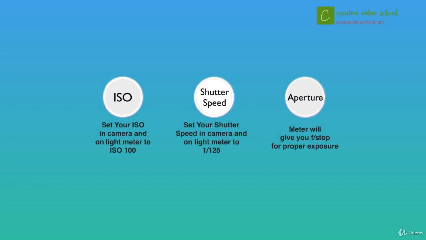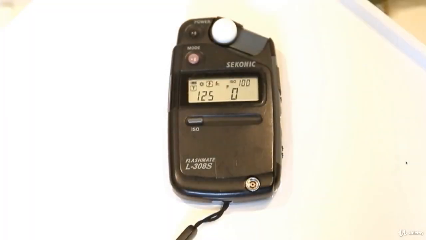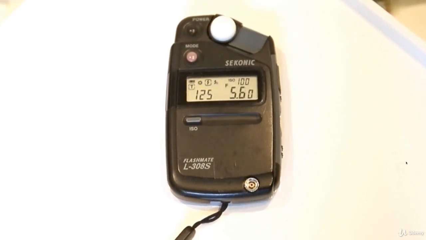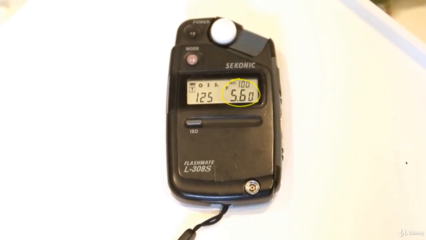You'll set your ISO in camera and on your light meter to ISO 100. You'll also set your shutter speed in your camera and on your light meter to 125th of a second. You'll hold your meter in front of your subject with the dome facing the camera. You're going to press the measure button. It'll blink waiting for the flashes to trigger, and then you'll trigger your flash. And you'll see here it gives us a reading of f5.6. The meter instantly reads out the correct aperture for the scene you have set up.